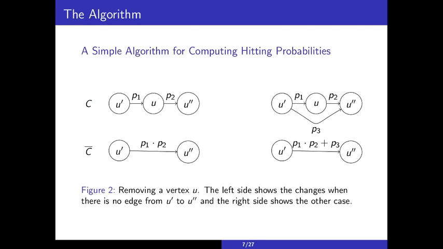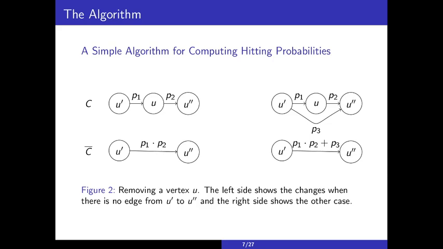Let's try to compute the hitting probabilities in Markov chains. Before explaining the main algorithm, we would like to see how we can use the state elimination trick to solve the problem in a straightforward manner. Assume that we're given a Markov chain C and a target vertex V, and we would like to compute the hitting probabilities of all vertices to this target vertex. So, what is the straightforward way to solve this problem?